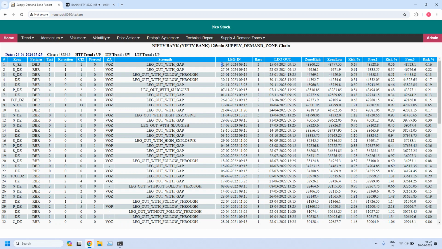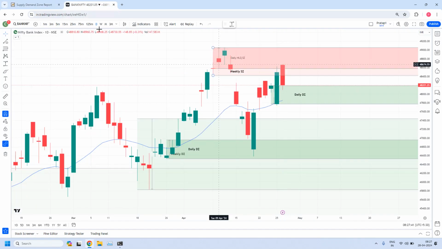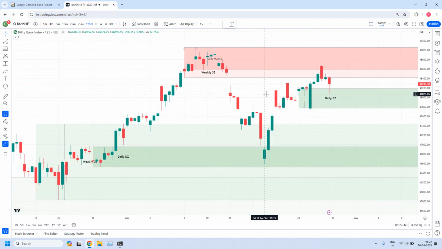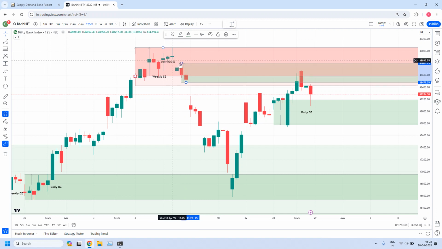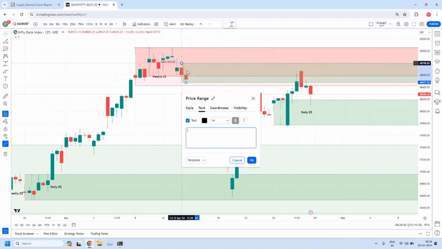So where is the leg-in? 12-4, 9-15. Two base candles, and then a drop candle with a hidden body. This is a high liquidity 75-minute zone, and this zone is part of the daily high liquidity zone. So that means from this 125-minute zone it picked up the orders and came down.